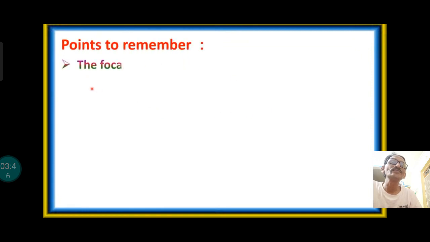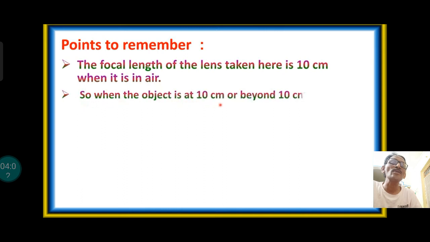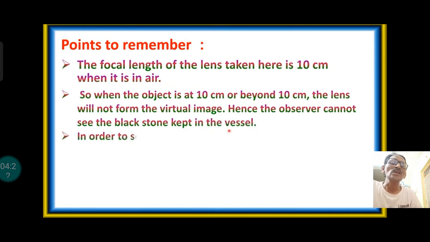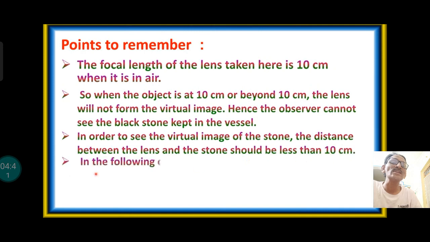Points to remember: the focal length of the lens taken here is 10 centimeter when it is in the air. So when the object is at 10 centimeter or beyond 10 centimeter, the lens will not form the virtual image. Hence, the observer cannot see the black stone kept in the vessel. In order to see the virtual image of the stone, the distance between the lens and the stone should be less than the focal length, that is, less than 10 centimeter.